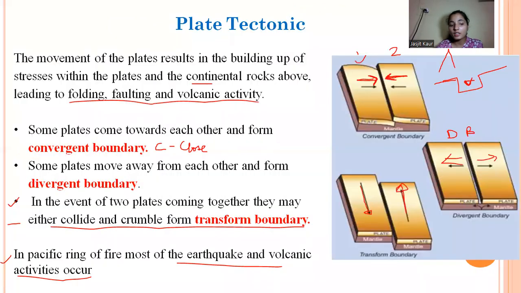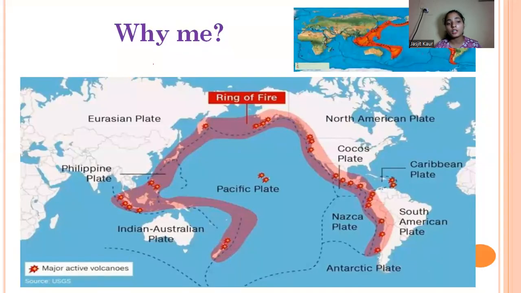This is known as the Ring of Fire because all the earthquakes and volcanic eruptions take place in this area. So what do you think? Why not in any other place? Why only this area has the most active volcanic and earthquake occurrences? Yes, you can write your answer in the comment section.